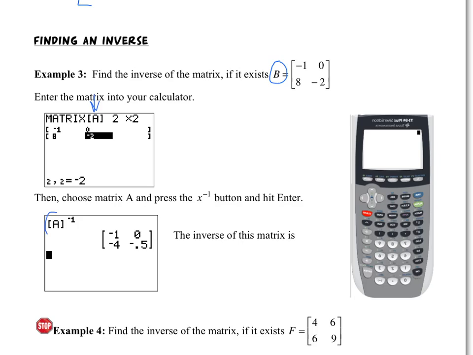So at first you're just going to have this little matrix on your screen. You have to get this -1 there, and the way you do that is you press the X to the -1 button. And I apologize because my calculator here somehow reflected. It's the mirror image of what it should be, but we know where X to the -1 is because we use it all the time to enter matrices.